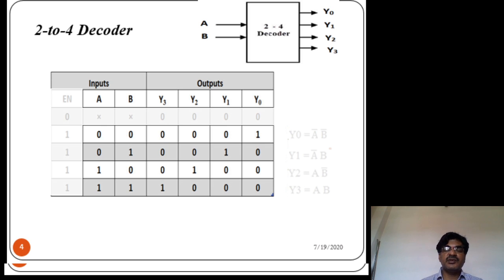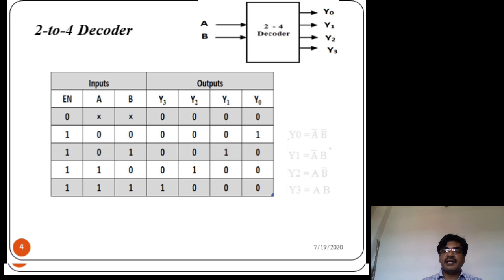Suppose you consider the enable input also. When the enable is 1, you can observe the decoder action. When the enable input is 1, the logic circuit is in active mode and shows the decoder functionality. Otherwise, when the enable is 0, whatever input combination you apply, that is A, B values either zeros or ones, since the logic circuit is inactive, all outputs are at logic 0. Like that you can develop the truth table for the decoder.